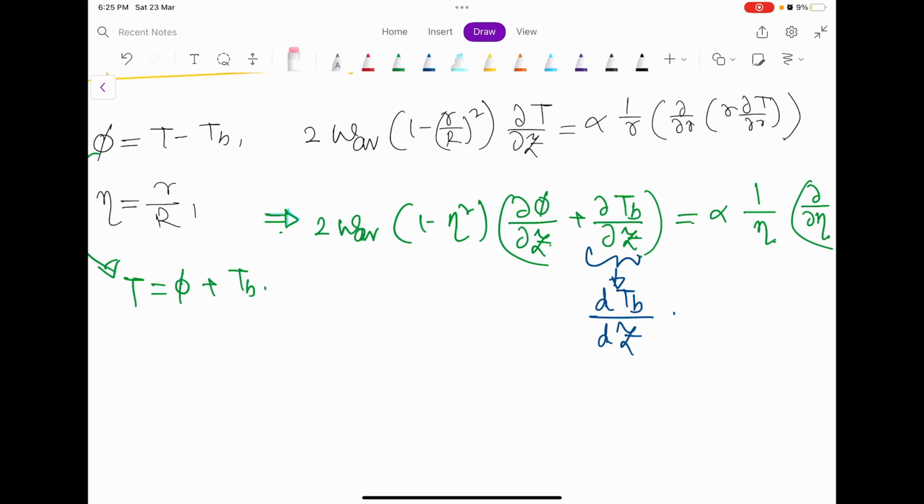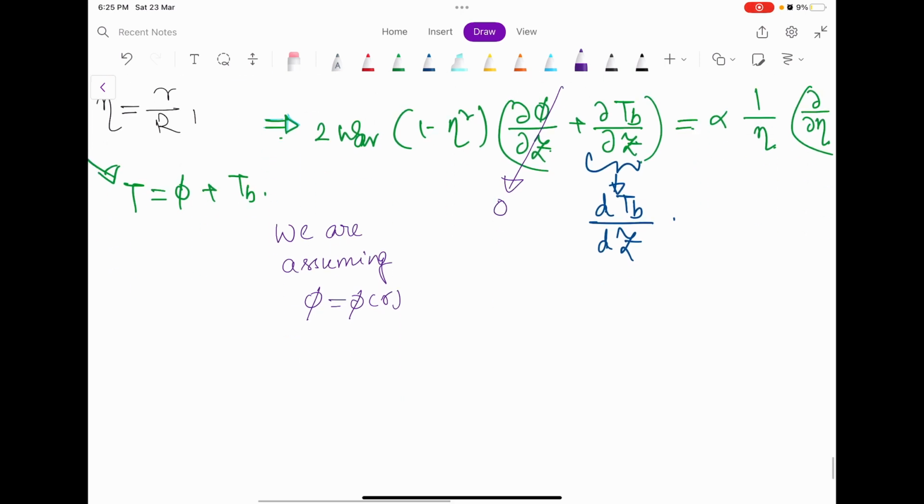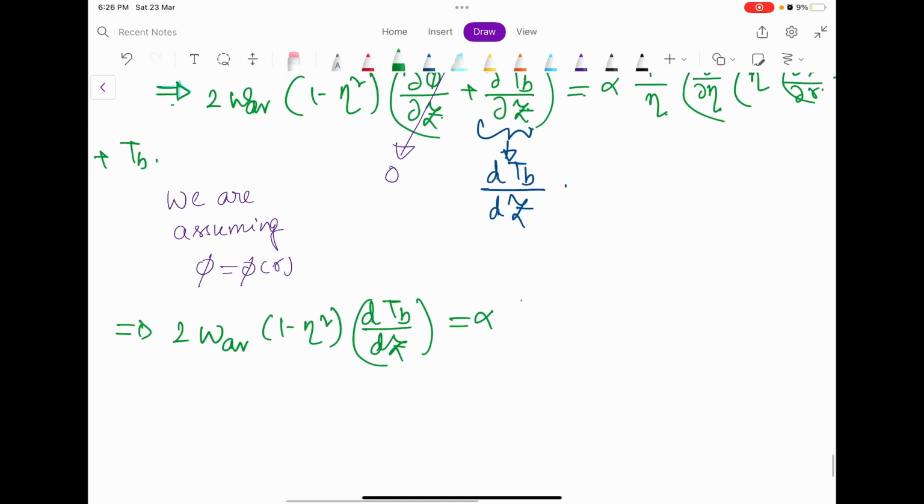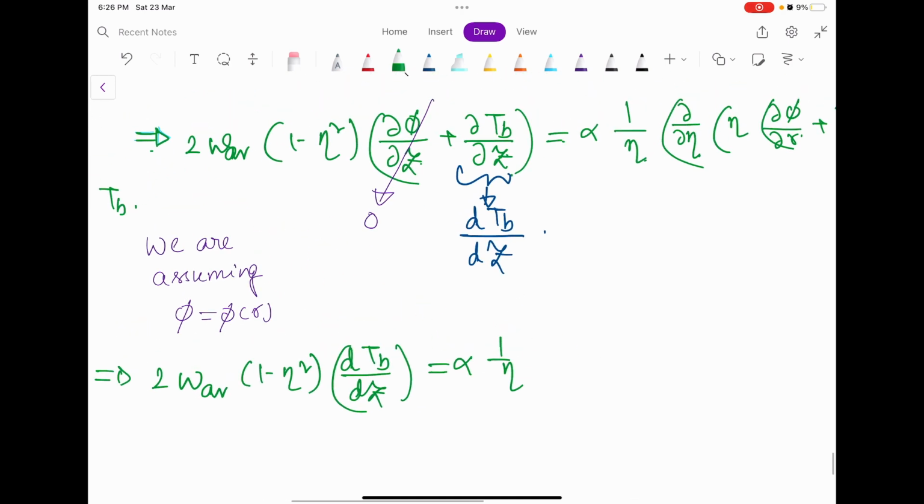So we are assuming phi equal to phi of r only. If we assume that, then this boils down to 0. So then the equation boils down to w average, 1 minus eta square, into dTb dz, that is equal to alpha, 1 by eta, now it will be d d eta, right?